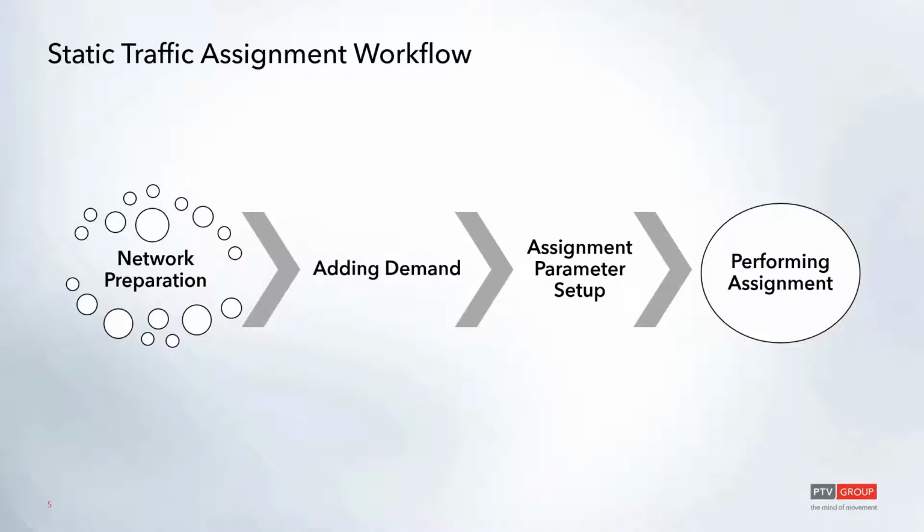The first part we're going to take a look at is preparing the network and making sure we have all of the objects and everything set up. And from there, we're going to take a look at adding in the demand options into the network. Then we'll look at all of the different parameters associated with that static assignment. And then finally, adding in that procedure for the assignment and performing that analysis.